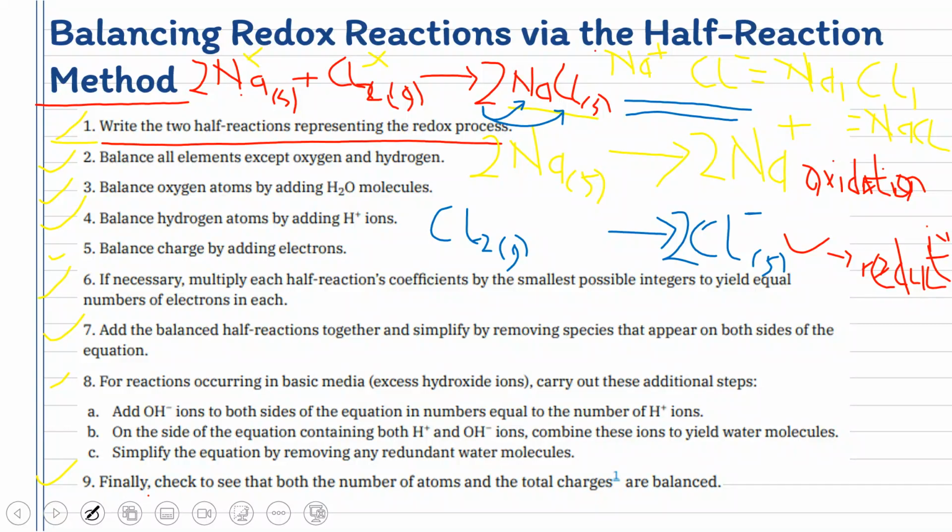Write 2 half reactions. After you've written the half reactions, balance all elements except oxygen and hydrogen. So that's the next step. The next step, you're supposed to balance all elements. So if you look here, we're supposed to balance all elements except what? Hydrogen and oxygen. So look at your two half reactions. So let's look at sodium. Sodium has two here. Sodium has two here. So sodium is balanced in this situation.